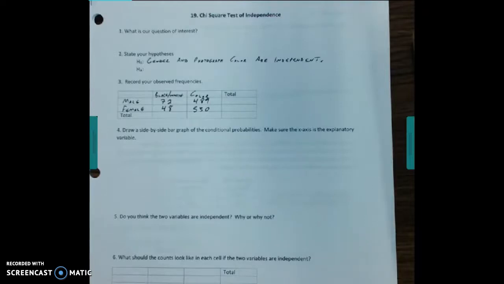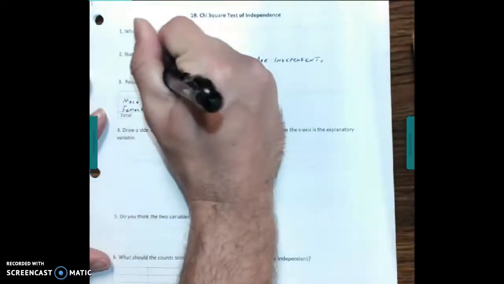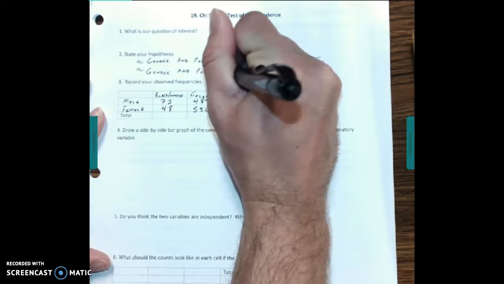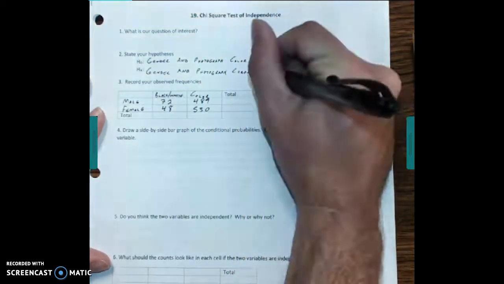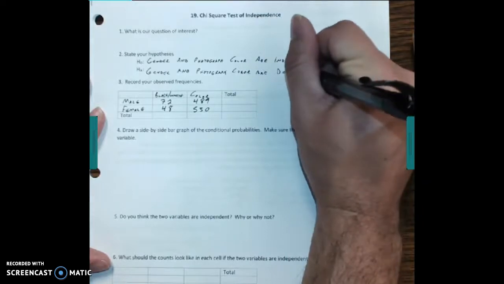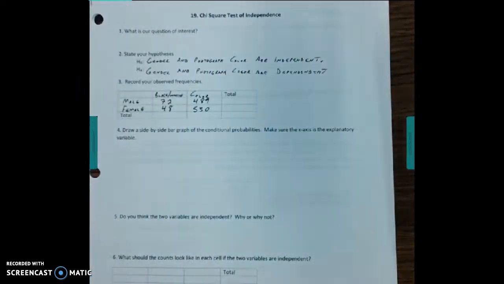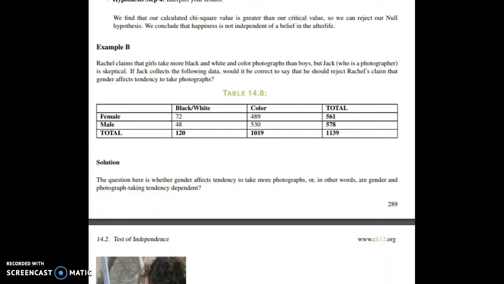So the alternative hypothesis is very simple. You just put the word not in there. You'd say they're just not independent, or you say they're dependent, or there's a relationship between the two. So I'm just going to say gender and photograph color are dependent. Now, I didn't include any totals yet, so I'm just going to grab those totals. We got the 561, the 578, the grand total of 1,139, 120, and 1019.